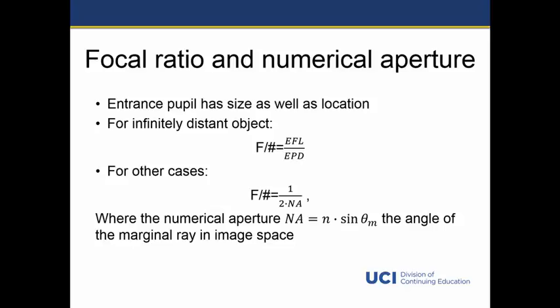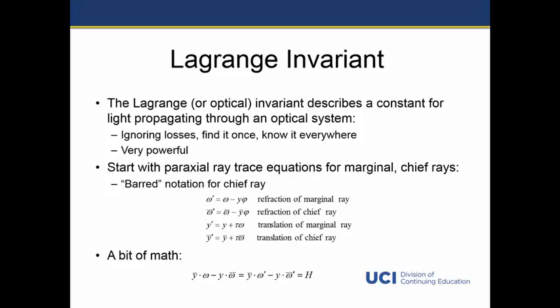Another concept I'd like to talk about is what's called the Lagrange or the optical invariant. Many other names for this as well, but I'll stick to the Lagrange or maybe optical invariant for now. This invariant describes something that, of course, doesn't change, doesn't vary. It's a constant for an optical system. It tells us information about the light that propagates through an optical system.